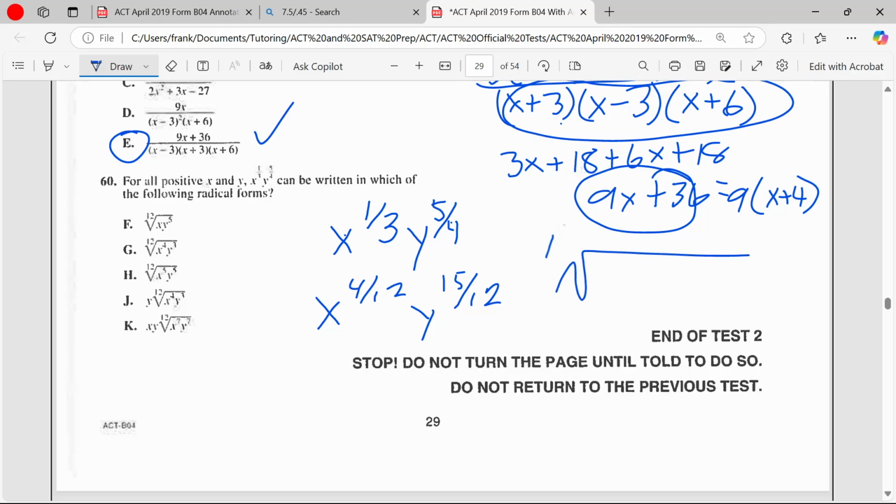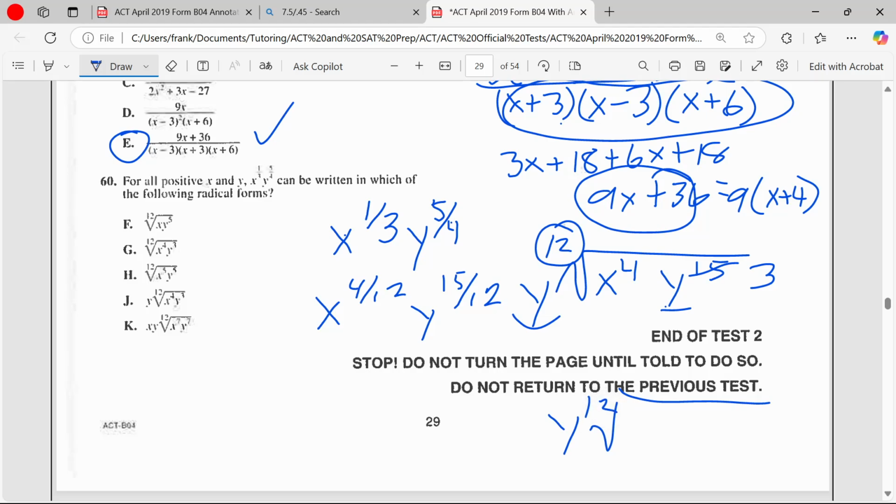So that's like writing the 12th root. The denominator is the root, and then the power, x to the 4th, y to the 15th. Well, this is y times itself 15 times, and if I get 12 of them, I can pull it out of the root. So 15 minus 12 is 3, and then I put a y over here because I pulled it out. 12 y's, but it's the 12th root, I can pull it out, and then it becomes y to the first power. So this is y times the 12th root of x to the 4th, y to the 3rd, which is the answer.